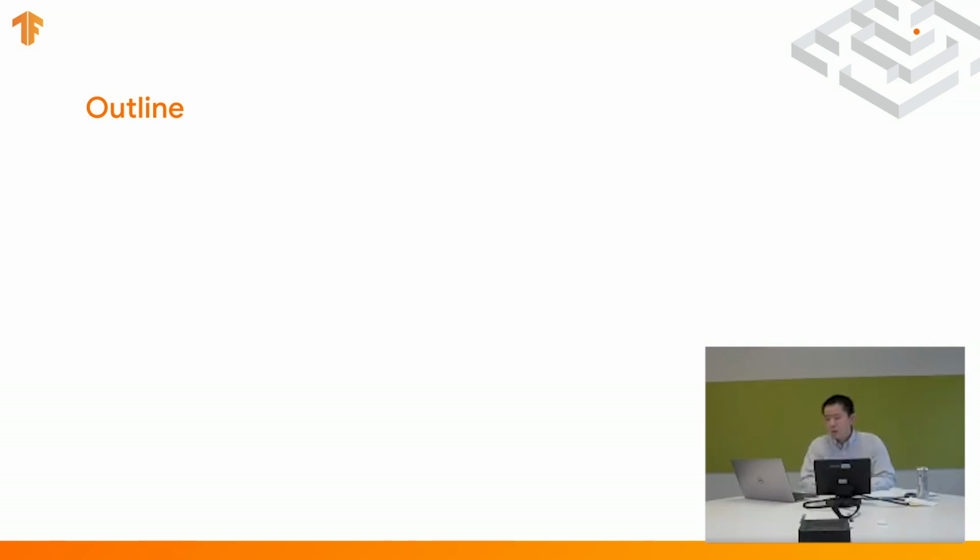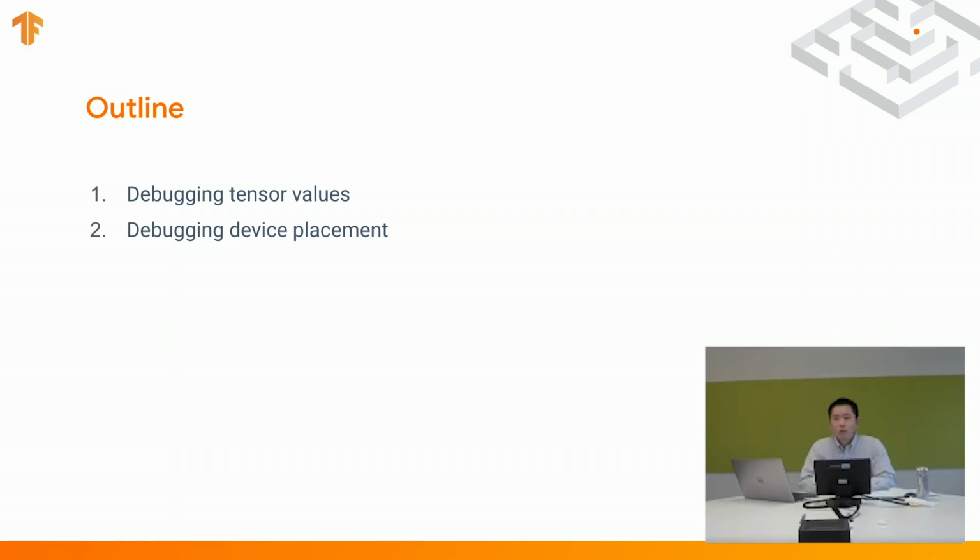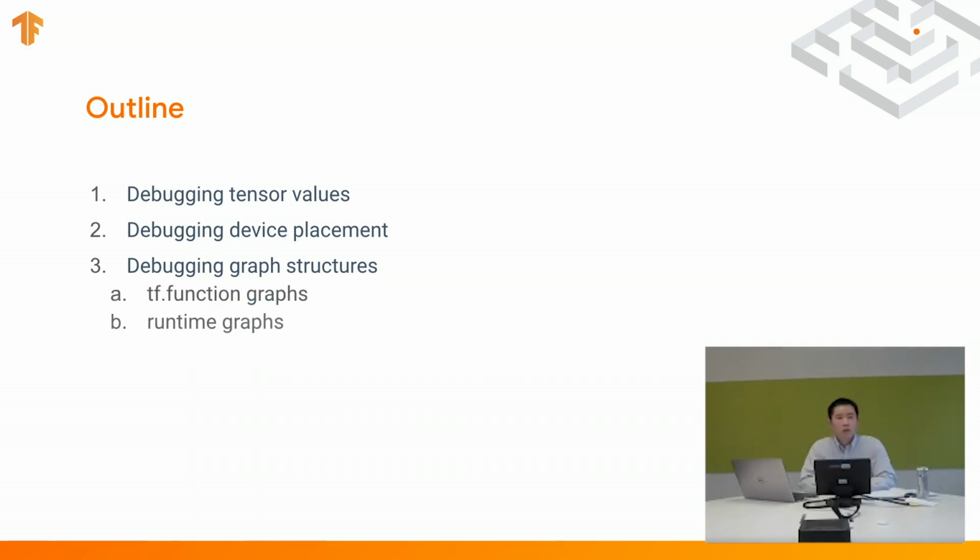Okay, so here's a brief outline of this presentation. We're going to talk about how to debug tensor values. We're going to talk about how to look at the placement of ops on different devices like CPUs and GPUs. It's a very commonly asked question. We're going to look at how to debug the structures of graphs in TensorFlow 2, including the graphs from tf.functions and graphs that are optimized for the runtime.